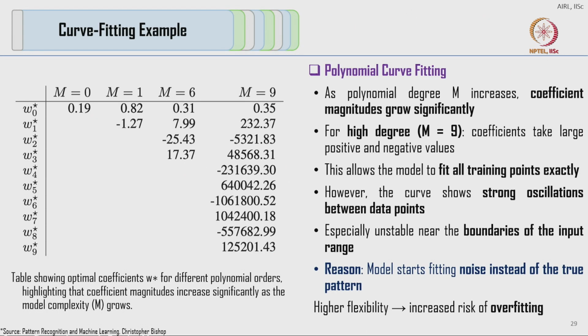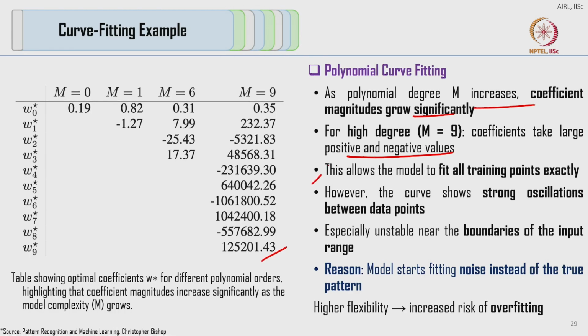Okay, so let's just see what is the influence of these weights. As the polynomial degree m increases, the coefficient's magnitude increases significantly, which we can observe from the table. For a very high degree, we have both positive and negative values, however the magnitude of all is very, very high.